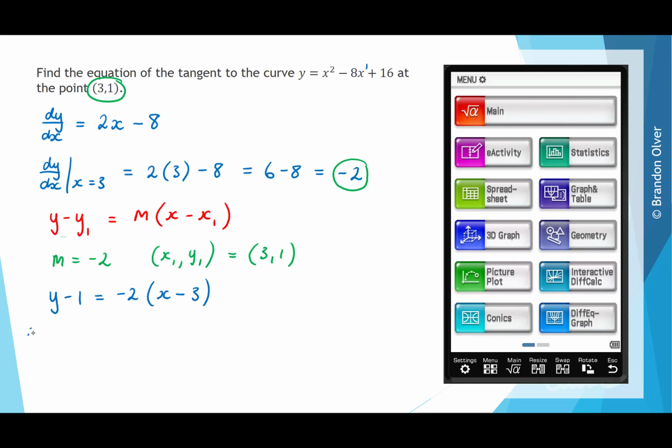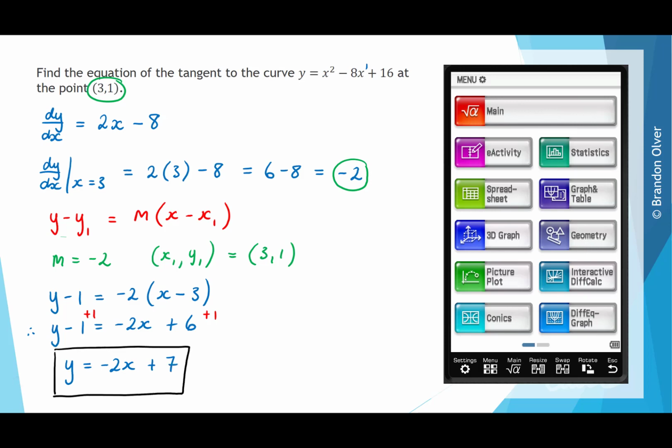And now if we expand out the right-hand side, we'll have y take 1 is equal to negative 2x plus 6. And then adding 1 to both sides of this equation will give the equation of the tangent line is y equals negative 2x plus 7. So this is the equation of a tangent to the curve at the point (3, 1).